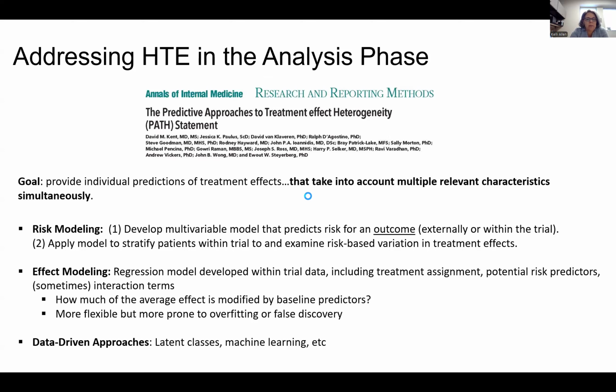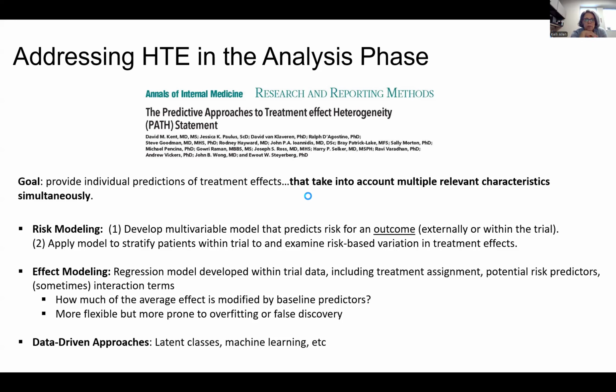So this paper here, and I'll put the reference again at the end if you want to pull it out, is called the PATH statement, the Predictive Approaches to Treatment effect Heterogeneity. I think this is a useful summary of these types of approaches. And what they're doing in this paper is looking at different approaches that take into account multiple relevant characteristics simultaneously, okay? So rather than that one variable at a time interaction approach. And they break things down into three groups, or three categories, for doing this.